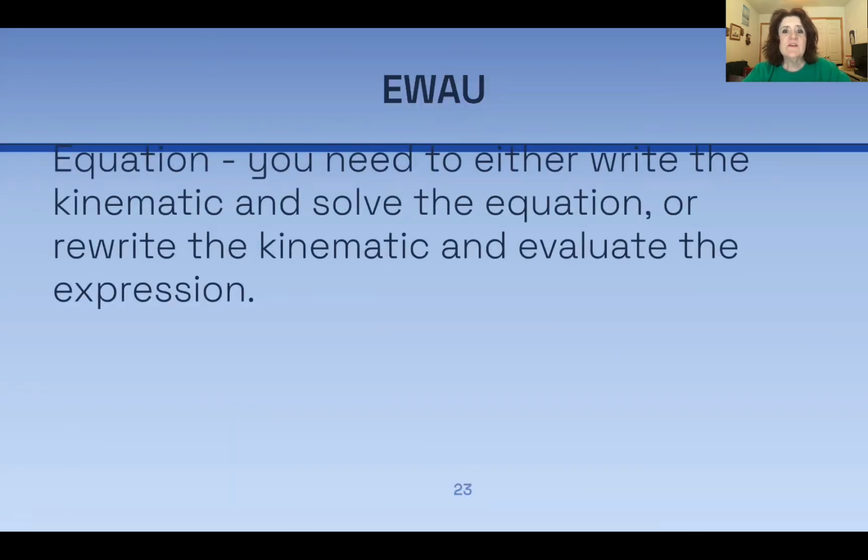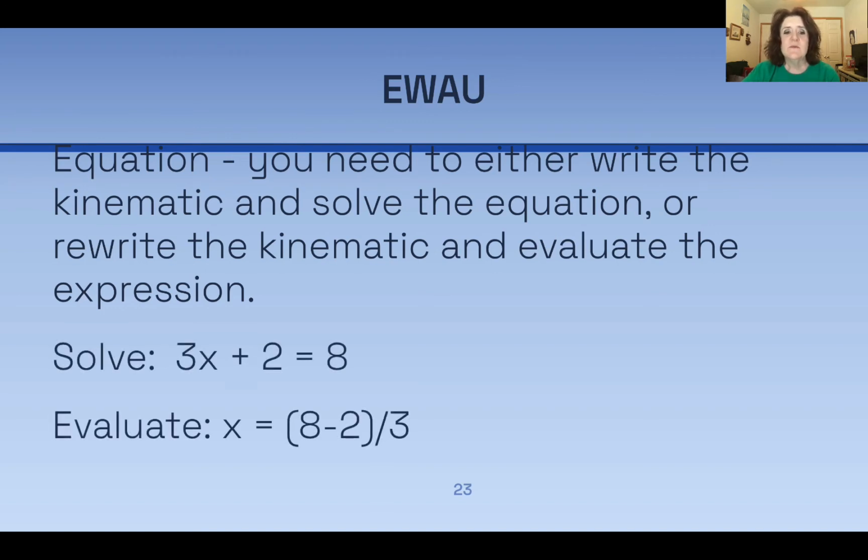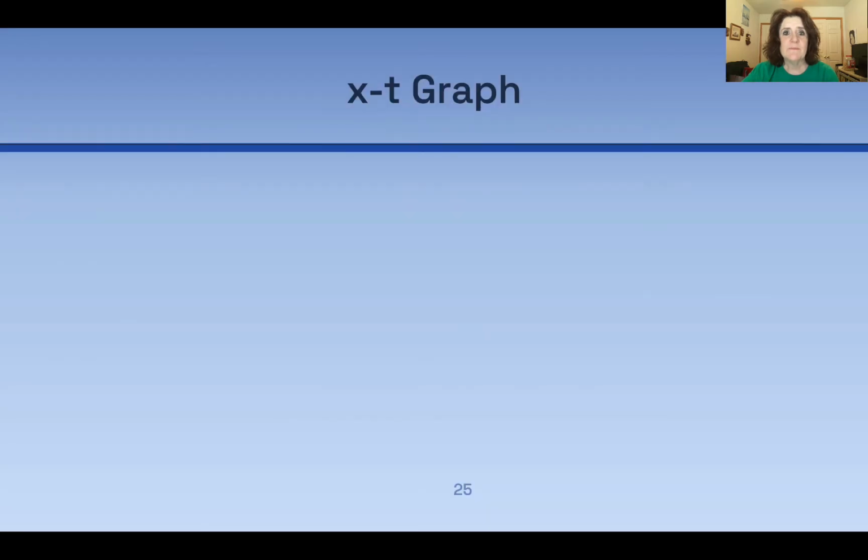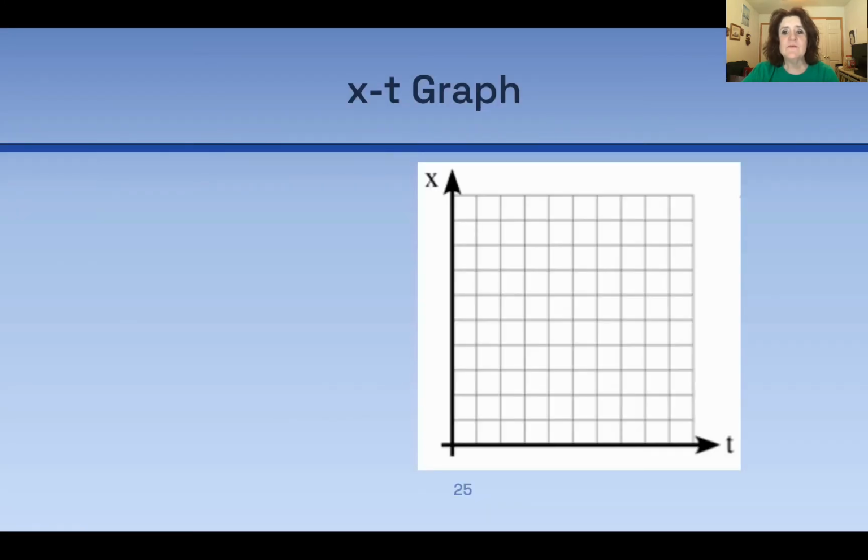EWA stands for the equation, and you'll either need to write the kinematic or solve the equation, rewriting the kinematic to evaluate the equation. So if you can solve a two-step equation or evaluate a two-step equation, same thing, solving versus evaluating. A data table will be position time data, and it has to contain at least 5 points. An xt graph will look like this.